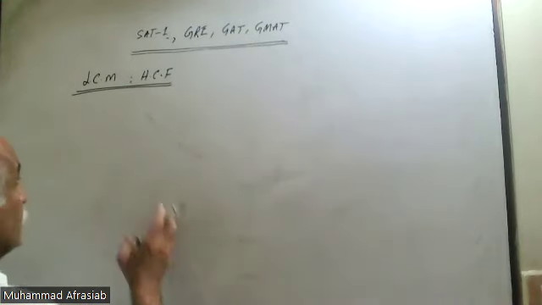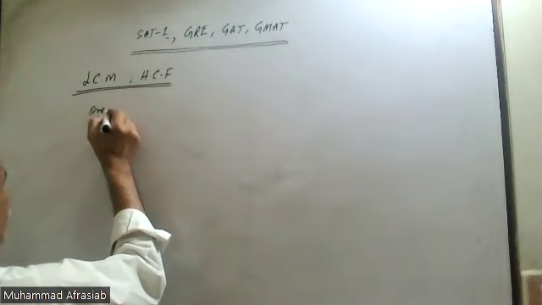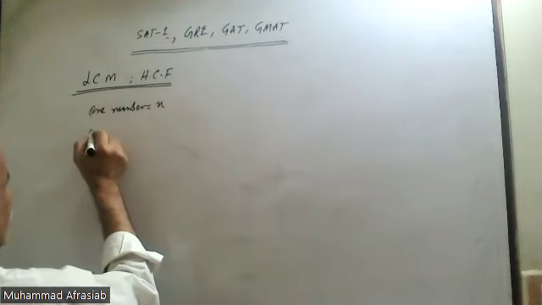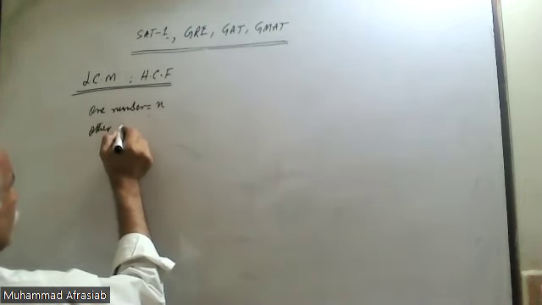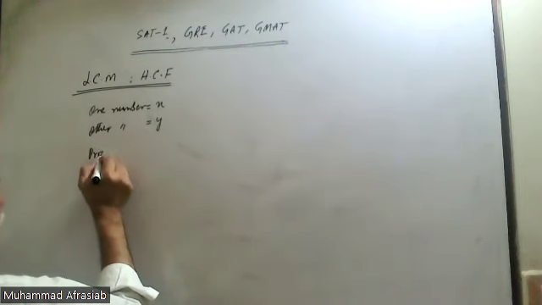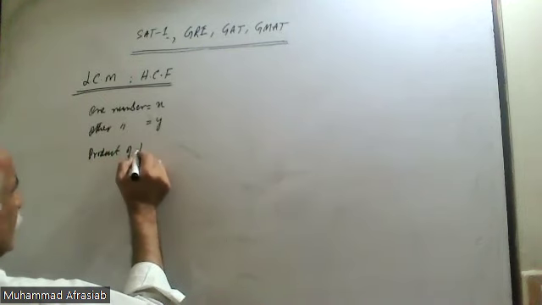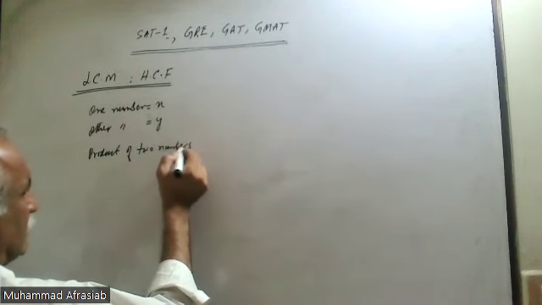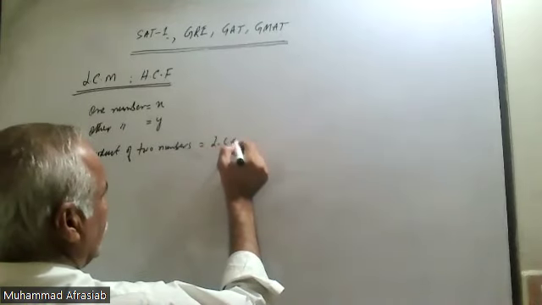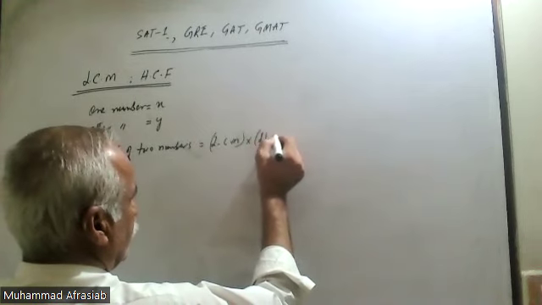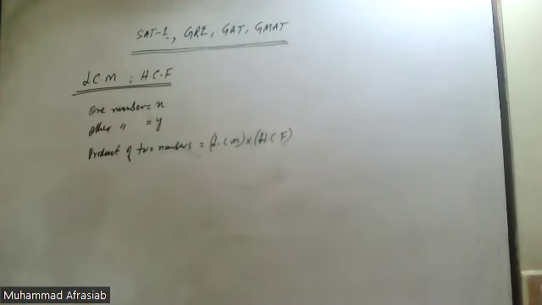For two numbers, let's say one number is equal to X and the other number is equal to Y. The rule is the product of two numbers is equal to the LCM of both and the HCF of both. So this is the rule which is used in this part.